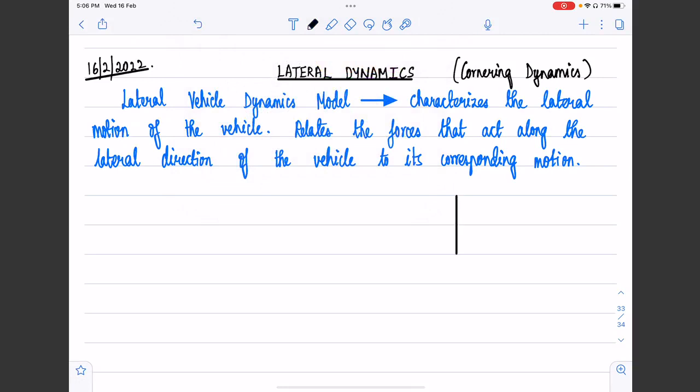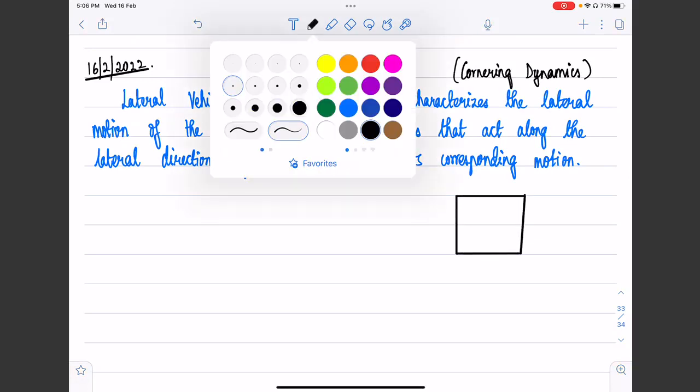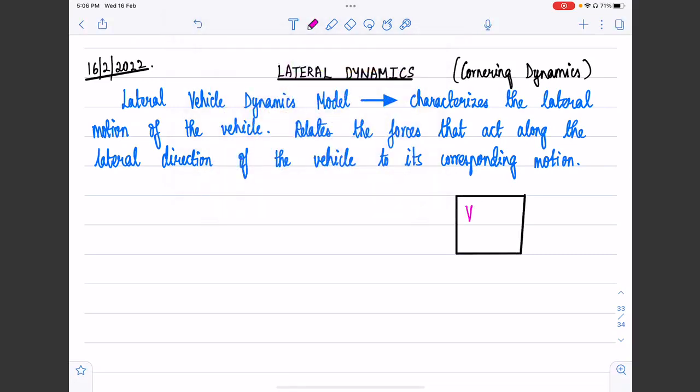Now looking at it from the perspective of our systems theory viewpoint, where we view entities as systems to which we provide an input and we get an output, when we look at a vehicle undergoing what is called a cornering maneuver, what is the input to the system? The input to the system is going to be the steering input. The driver essentially is going to provide an input through the steering wheel, and that is going to result in a response.